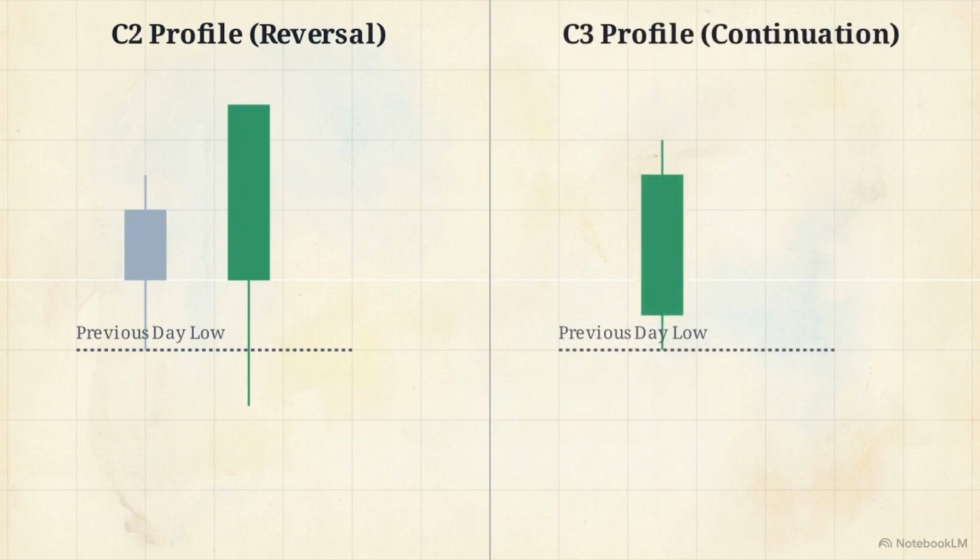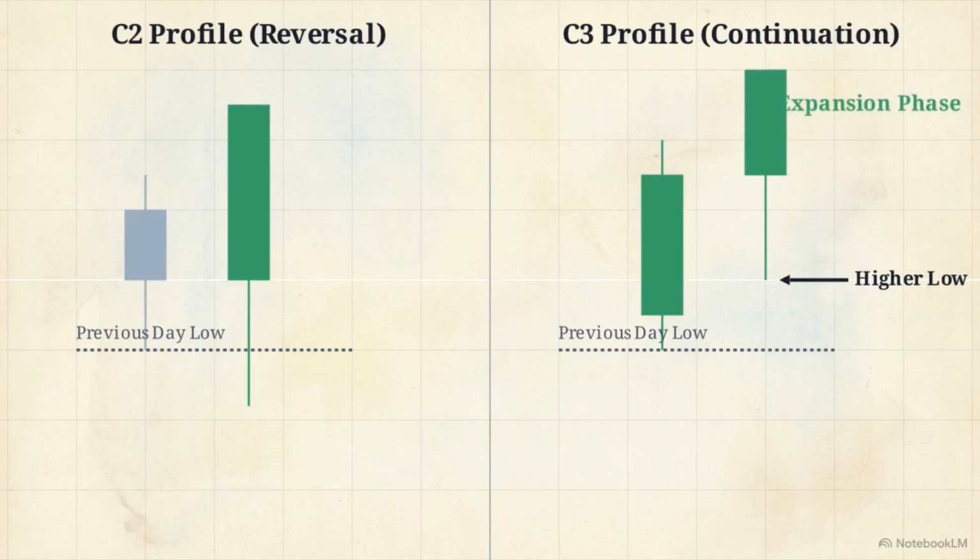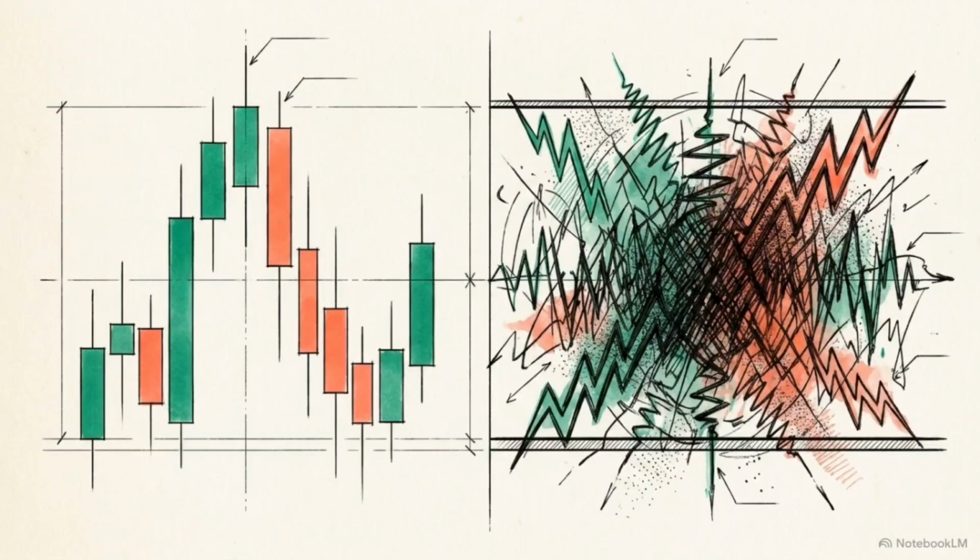This is the alternative high-probability daily structure, the C3 profile. Instead of a deep sweep, it forms a higher low, displaying clear trend continuation and expanding upward without testing the previous extreme. Compare these precise structures to a chaotic day, a C4 profile, where the daily candle closes inside the previous range without clear expansion or sweeps.